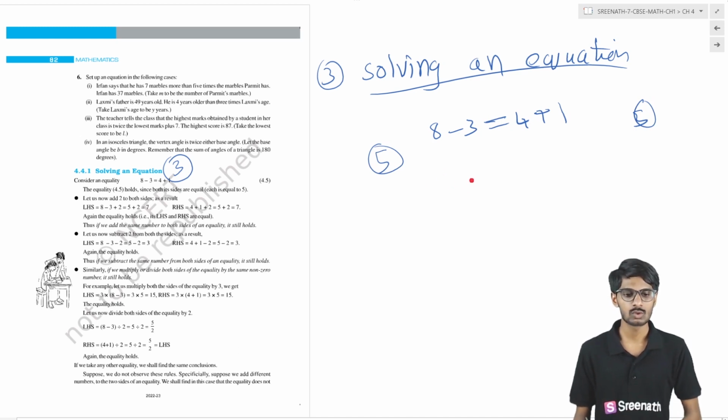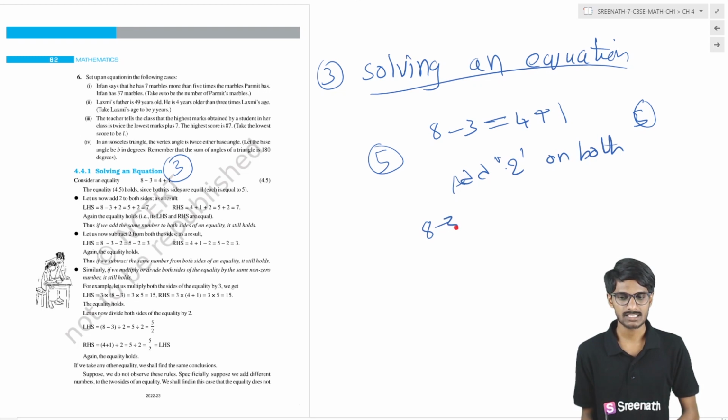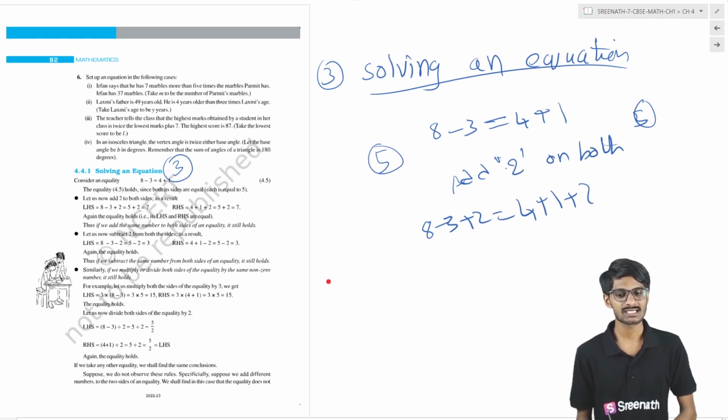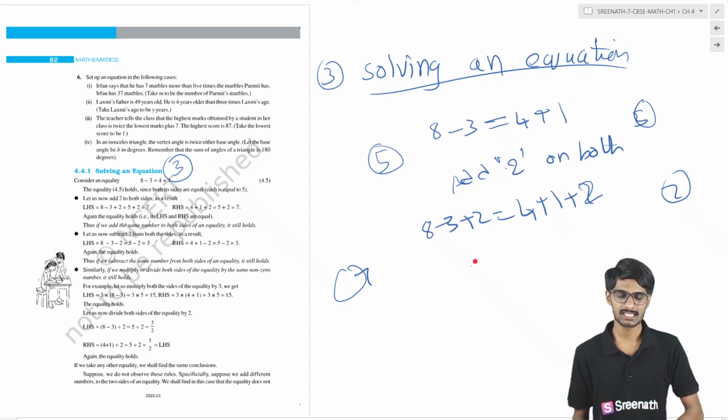Now if you add 2 on both sides, what happens? Does its value change? So 8 minus 3 plus 2 is equal to 4 plus 1 plus 2. Again the equality holds. On the left side, 8 minus 3 is 5, plus 2 is 7. On the right side, 4 plus 1 is 5, plus 2 is 7. So adding 2 on both sides does not change the equation.